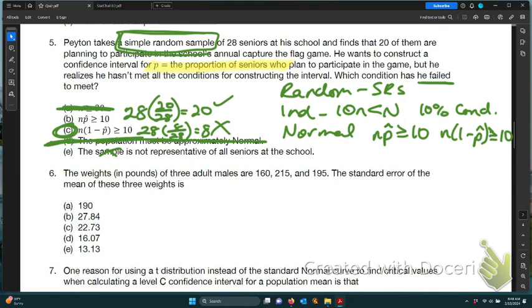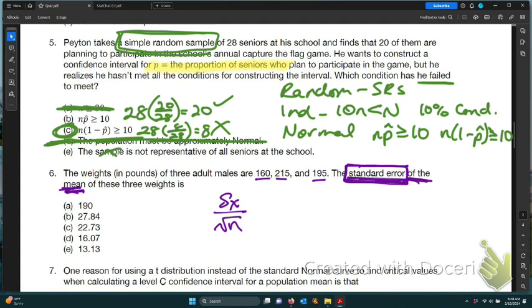Number 6. The weights of 3 adult males are 160, 215, and 195. The what? Standard error. Standard error of the mean. s sub x over the square root of n. That's the formula for the standard error for the mean. It's on your formula chart. It's just the standard error, which is the standard deviation of the sample divided by the square root of the sample size.